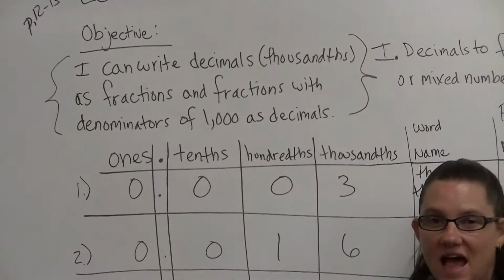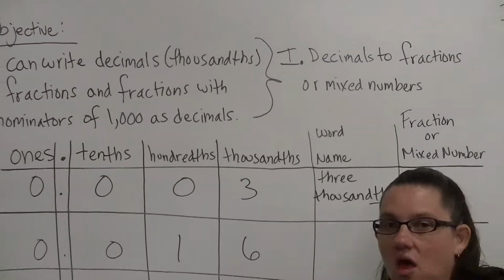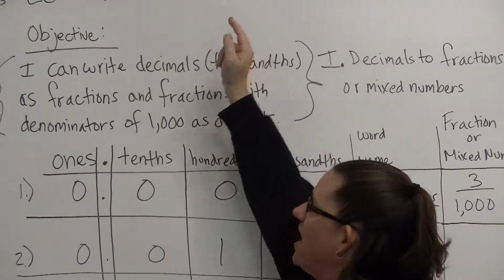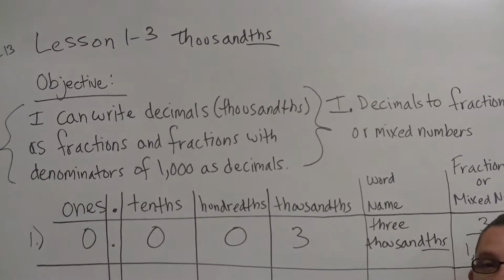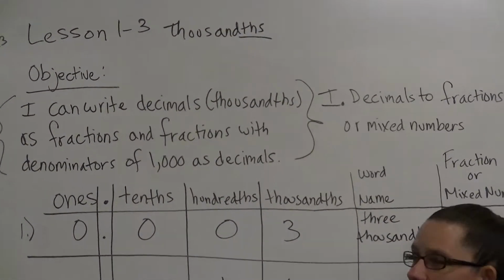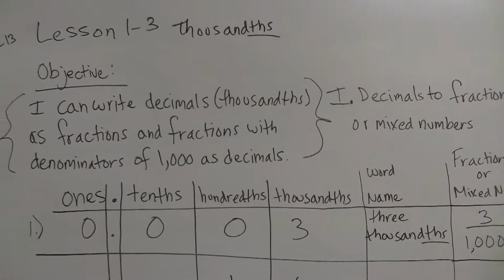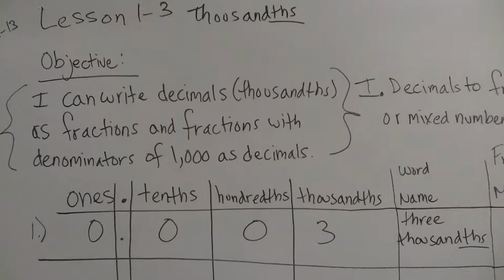So just like our last lesson with tenths and hundredths, but today we're moving over one more space to the right of the decimal into thousandths. So get your objective copied at the top of your page. Okay, then go to the top of page 12 in your textbook. At the top of page 12, it's thousandths.